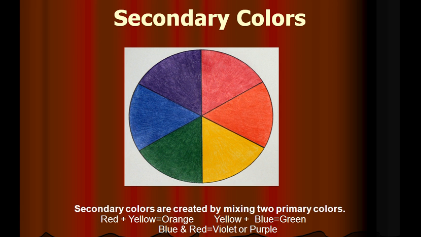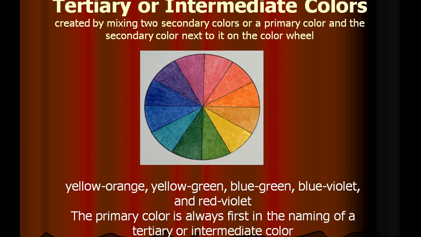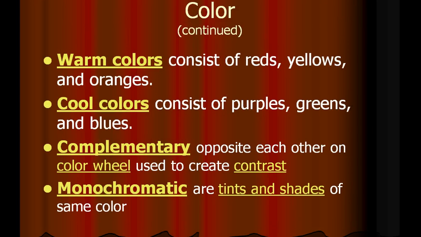Secondary colors are created by mixing 2 primary colors together. Red and yellow make orange, yellow and blue make green, and blue and red make violet or purple. Tertiary or intermediate colors are created by mixing 2 secondary colors or primary colors and a secondary color next to each other on the color wheel. Yellow orange, yellow green, blue violet, and red violet are examples of tertiary colors. The primary color is always first in the naming of a tertiary or intermediate color.